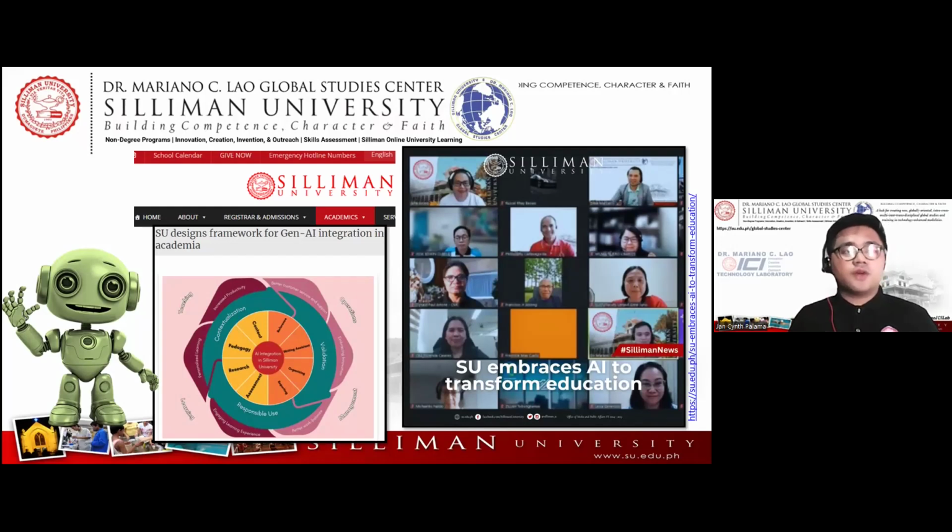Now, in terms of the policies and guidelines, after the framework there should be policies or guidelines inside the classroom on the use of these artificial intelligences. It was actually approved last week, and the newly approved policies and guidelines will now be widely disseminated to ensure that all stakeholders are informed and can effectively engage with the university's AI initiatives.